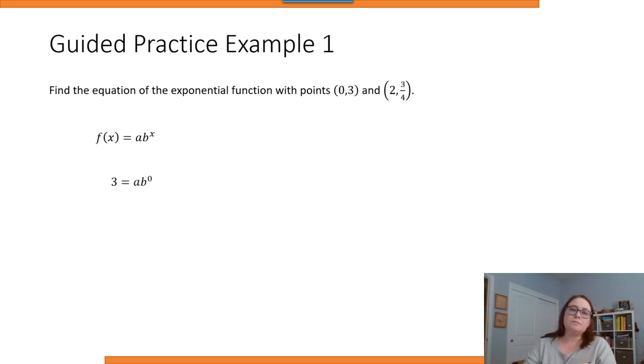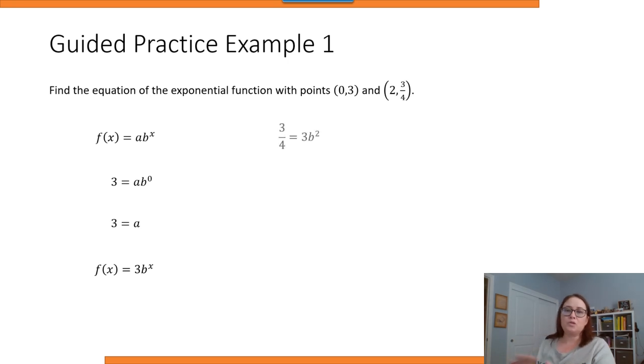So I'm going to plug in 0 for x and 3 for f of x in the function. So I have 3 equals a times b to the 0. And well, b to the 0 is going to be 1 no matter what b is. So I end up with just a equals 3. So I found my initial value a. And I know my function looks something like this now: f of x equals 3 times b to the x. And so now I have the second point to find that last value, the b.